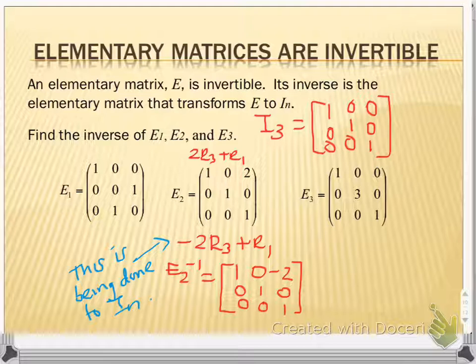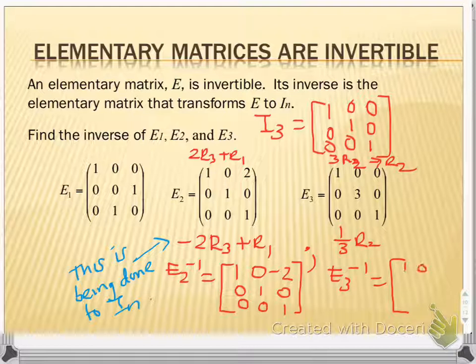And let's look at E3. What did we do here? We took 3 times row 2 to create a new row 2. So what we need to do to the identity matrix is multiply row 2 by a third, and that will get us back to the identity matrix. That means E3's inverse will equal 1 0 0, 0 1/3 0, 0 0 1. And you can check these by multiplying them together to make sure that they're inverses of each other.